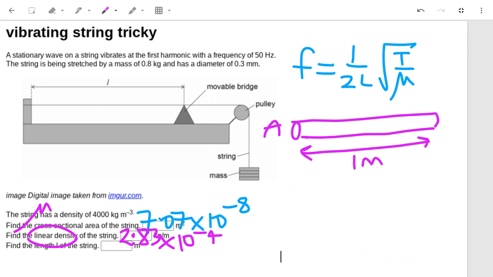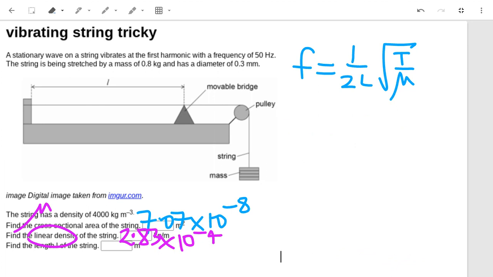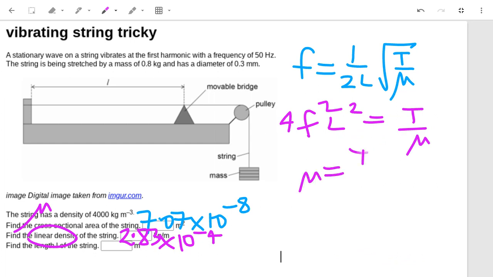Find the length of the string. Now it's just plugging it into this equation. So I'm going to rearrange it for the length first. That's a bit scary actually. So f squared... 4 f squared L squared equals T over mu. So mu equals T over 4 f squared L squared.